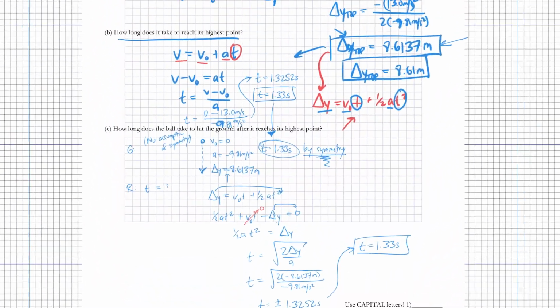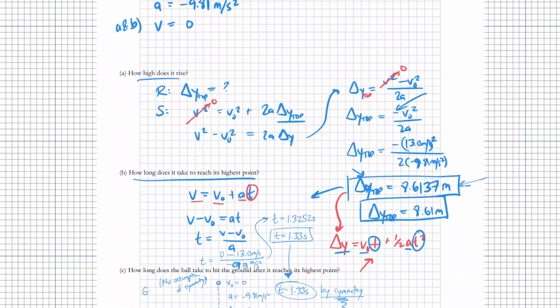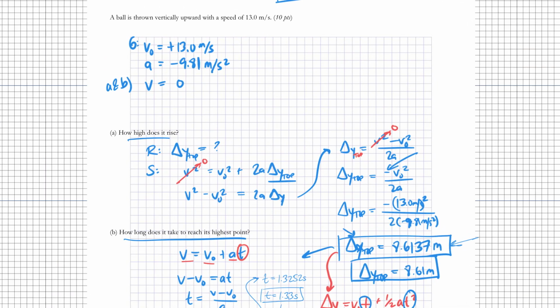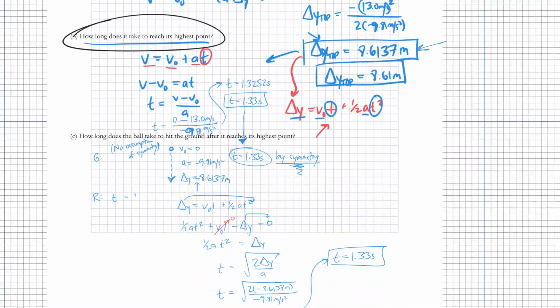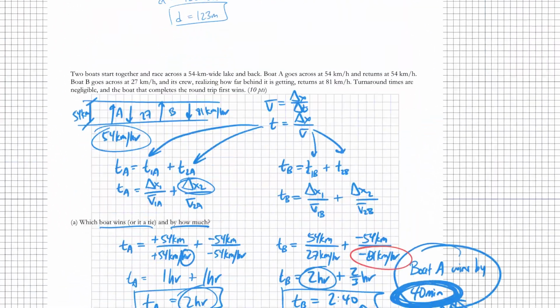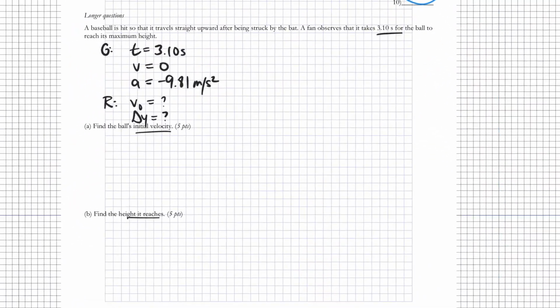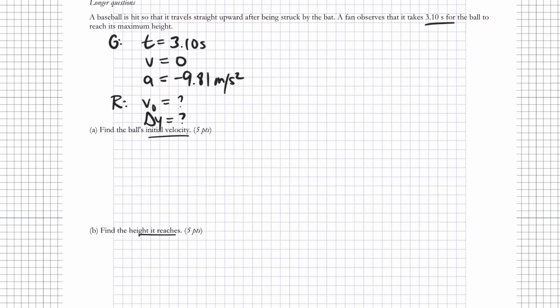How high does it rise? If a ball's thrown vertically upwards, how high does it rise? And time, right? So time and height, whereas down here we got V naught and height. Okay, so similar problem, so always be ready for that, okay?